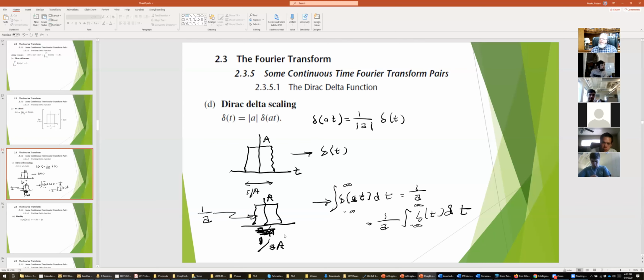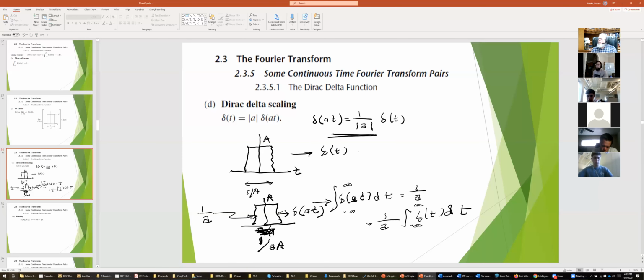So again, this thing would approach delta of at. This would approach delta of at. And the area there is equal to 1 over a, and that's exactly the same as 1 over a times the area of a delta function. And with this, we argue that since these are the same, that this is true.